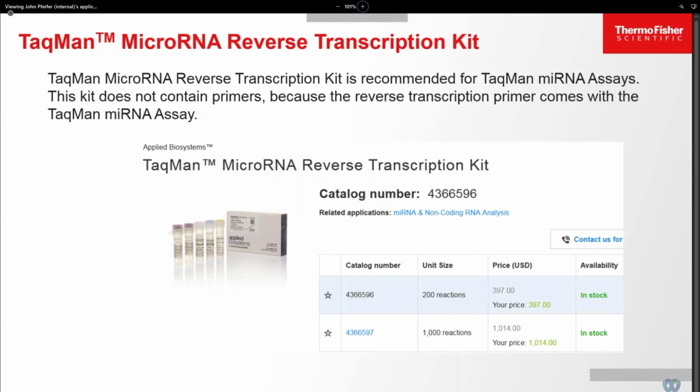For the TaqMan microRNA assays, we recommend the TaqMan microRNA Reverse Transcription Kit. This kit does not contain primers, which is often different from a lot of other reverse transcription kits, for the reason that the reverse transcription primer comes with the TaqMan microRNA assay. Again, it's a gene-specific reverse transcription primer.